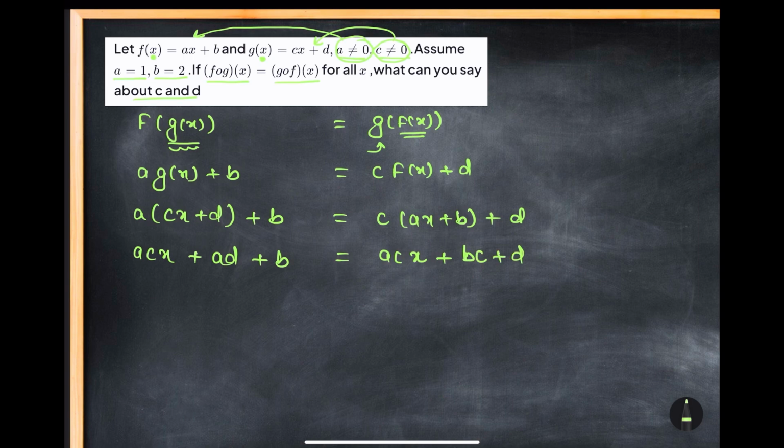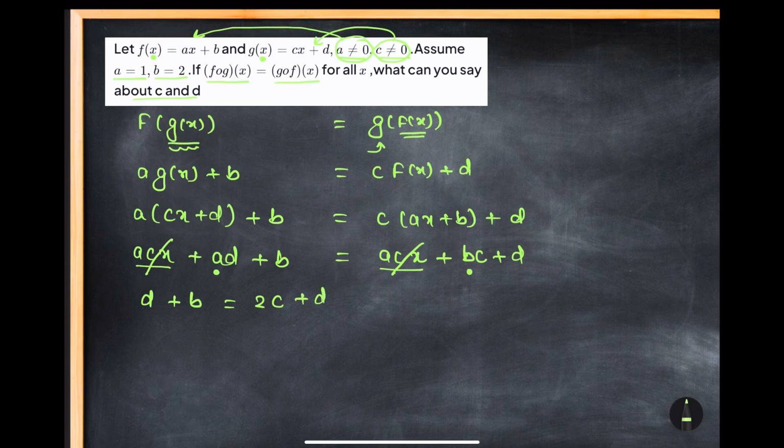Okay, now look at this. We have acx, we have acx. So these two things will be neutralized. Okay, now we know that a is 1, b is 2. So can I write d + b = 2c? b is 2. Yes, 2c + d.